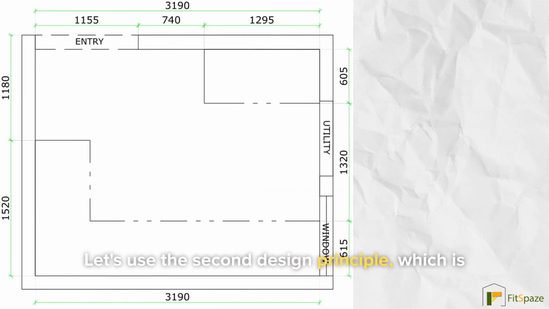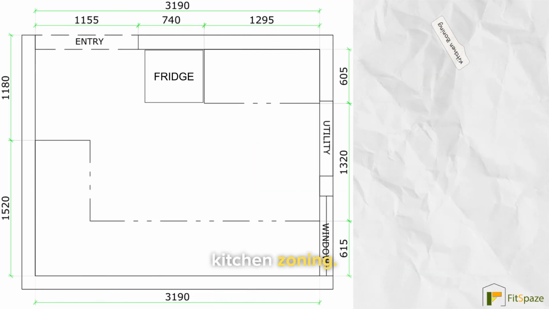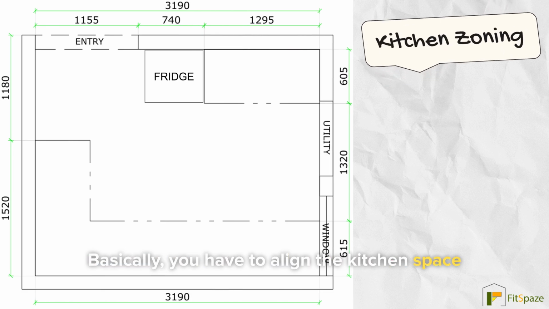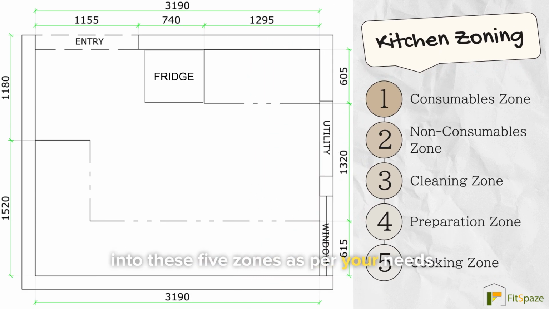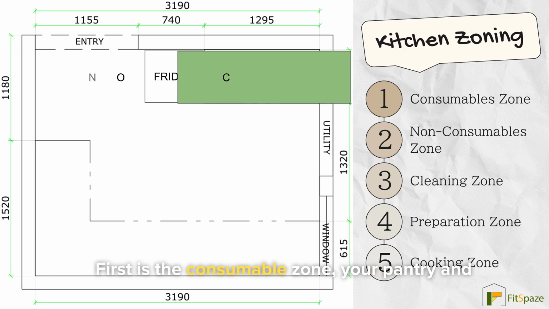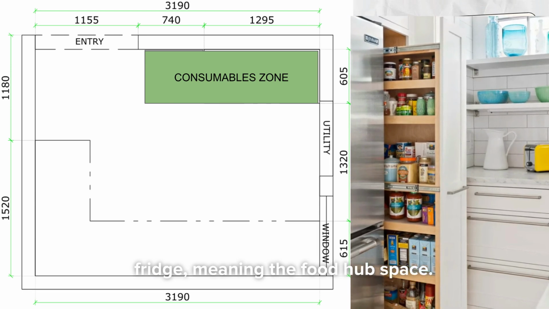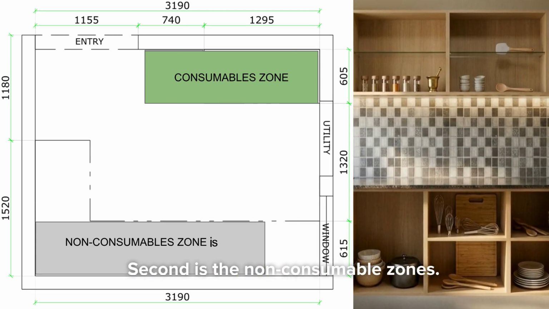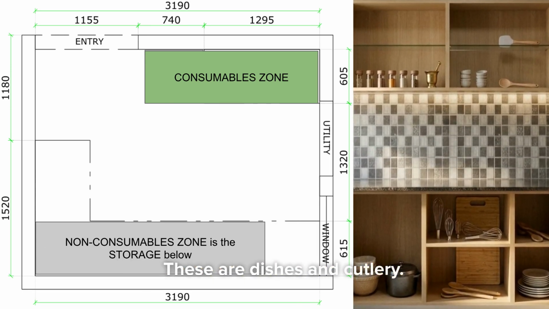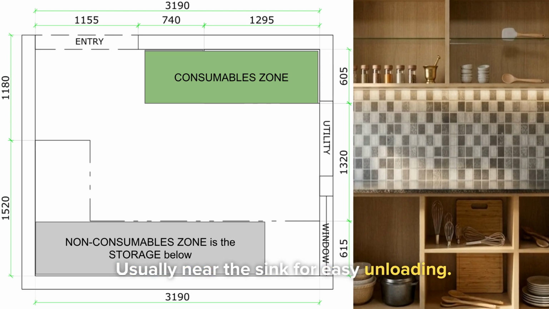Let's use the second design principle, which is kitchen zoning. Basically, you have to align the kitchen space into these 5 zones as per your needs. First is the consumable zone, your pantry and fridge, meaning the food hub space. Second is the non-consumable zones. These are dishes and cutlery, usually near the sink for easy unloading.